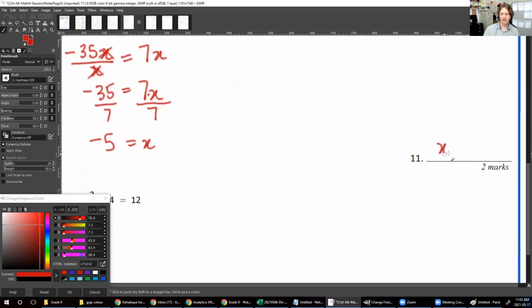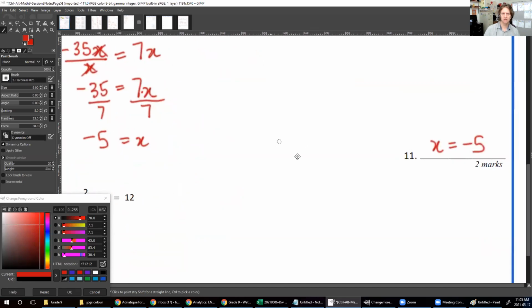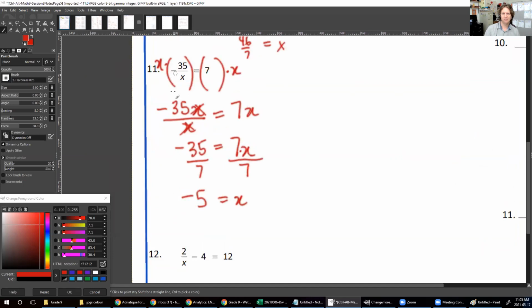So they're not that bad, actually, when you start doing them, as long as you know that it's the same thing. If you've got something on the bottom, just multiply it by that on the top, but you have to do it on both sides, and then it'll work its way out.